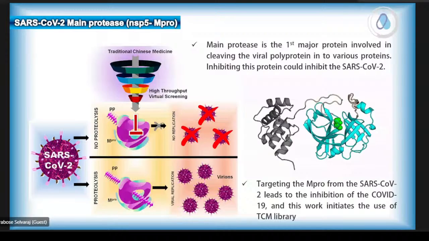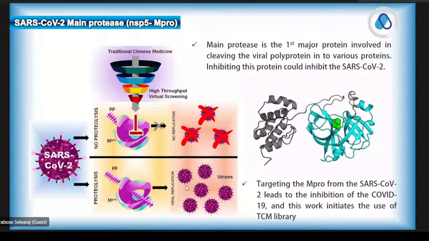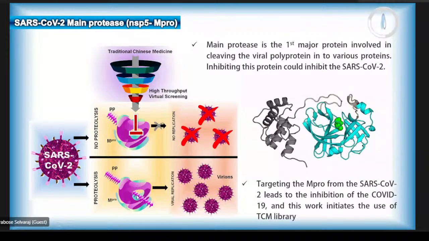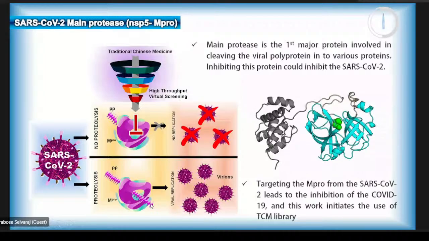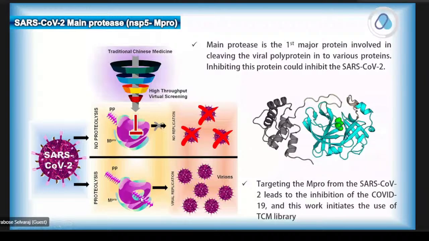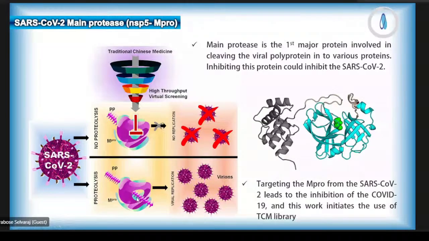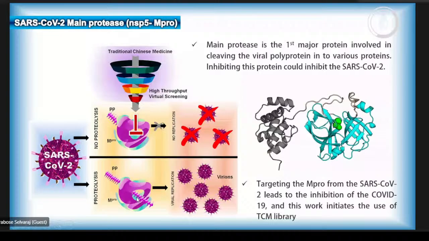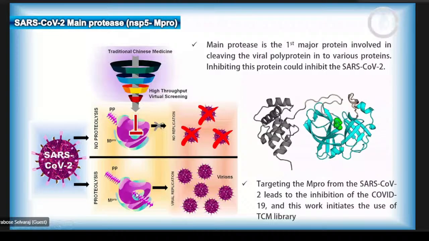Once the polypeptide goes inside, it cleaves the peptides, so that new proteins come out, like the NSP7. There are so many other proteins. From here only it will start. So if you block this particular protein here itself, those proteins will not get released. So this is the condition.